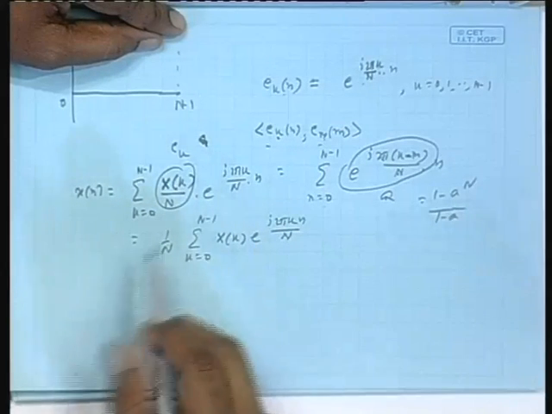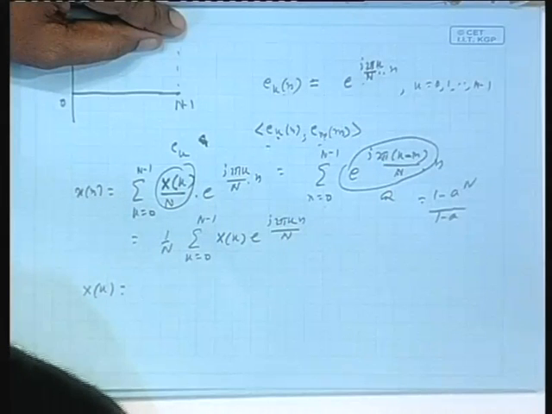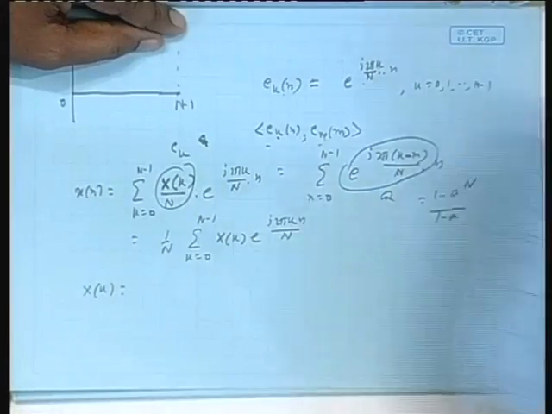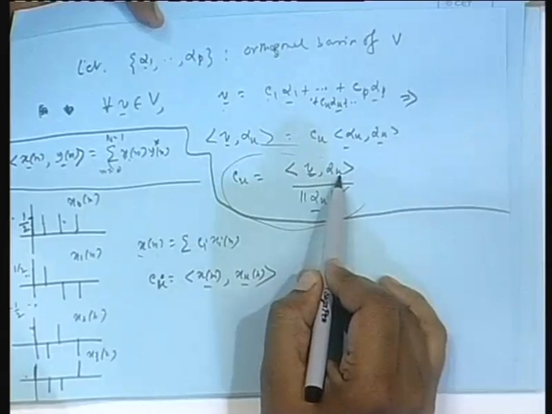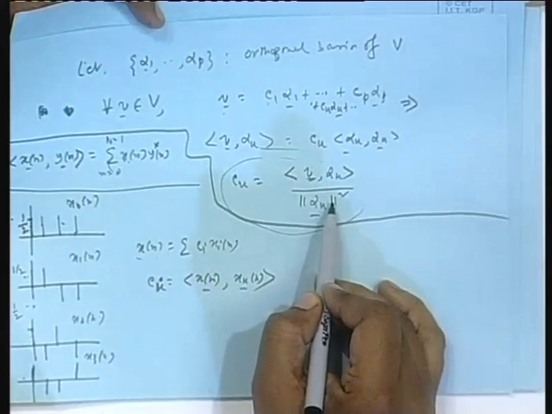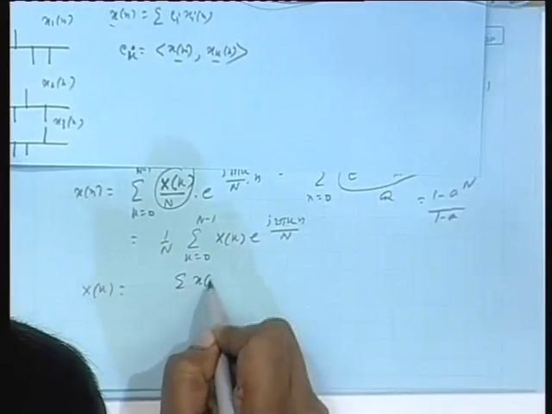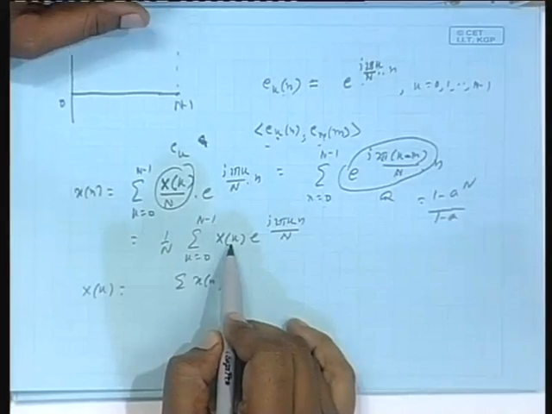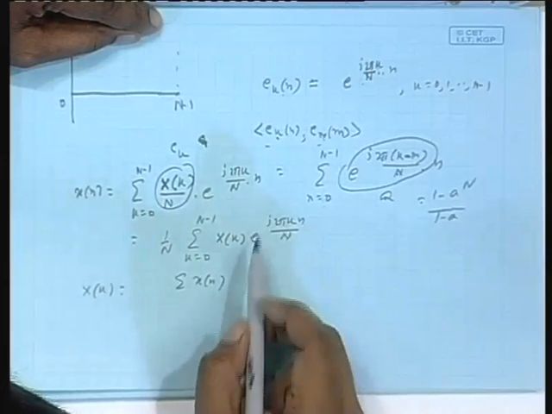Then how to get X[k]? Again, use that formula: inner product of the given vector x[n] with this, divided by the norm square, isn't it? So, inner product of x[n], you remember, no? Inner product of x[n] with alpha_k, I am interested in finding out X[k]. The corresponding basis sequence is this. So, inner product of x[n] with that, so it will be coming with conjugate.